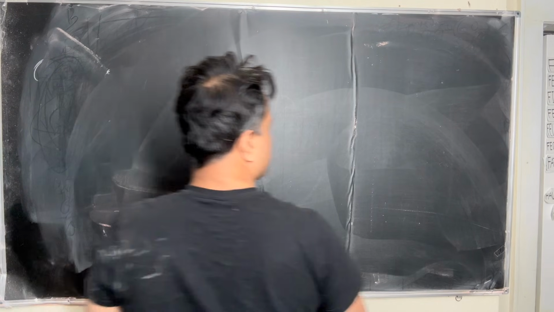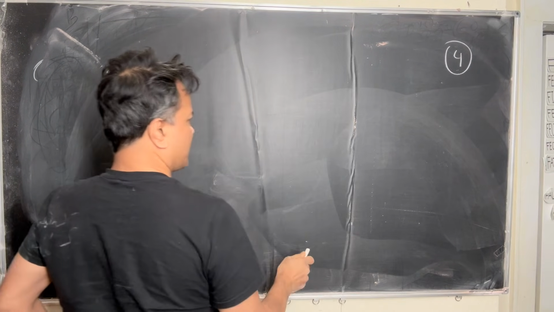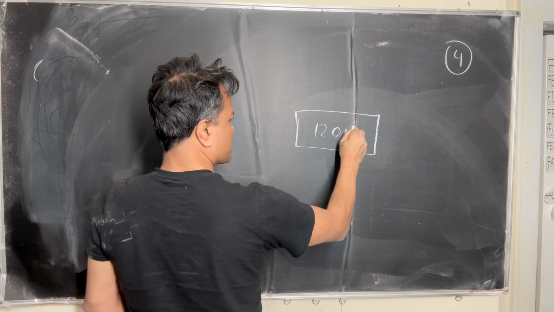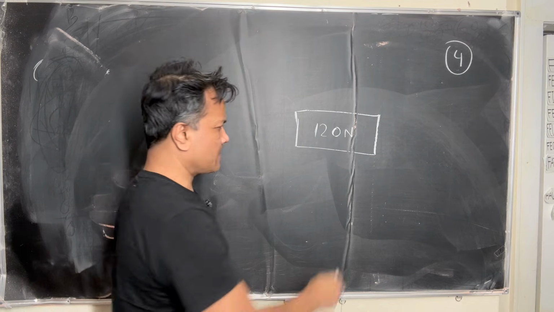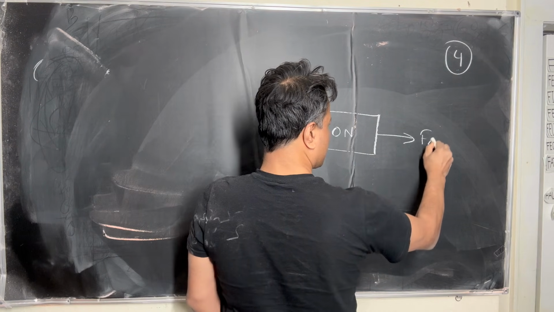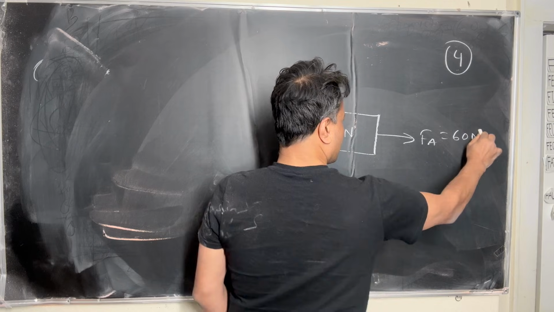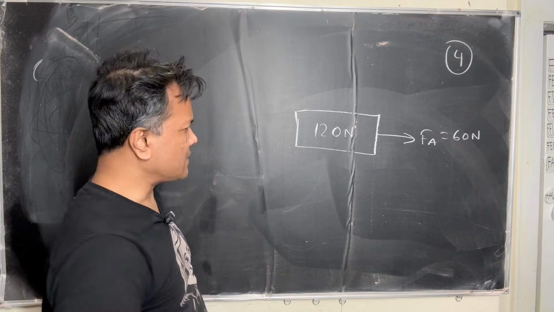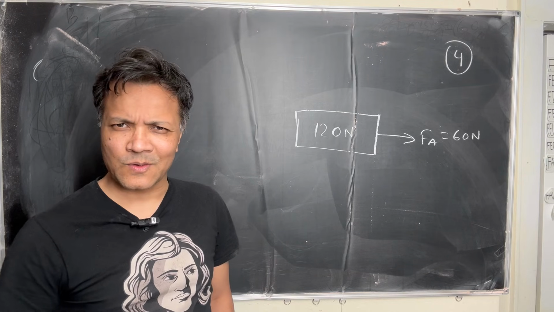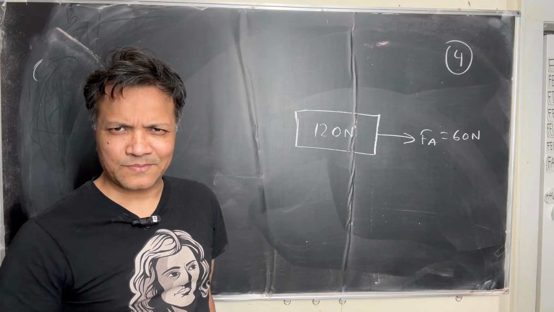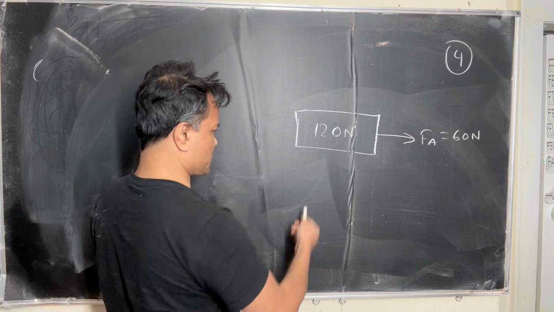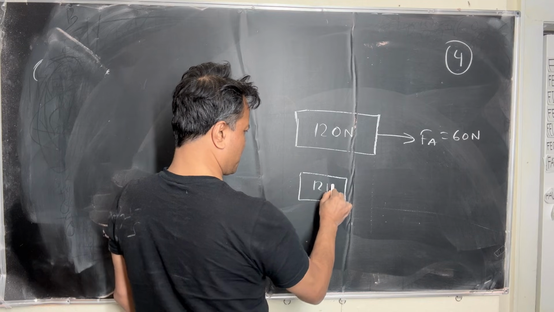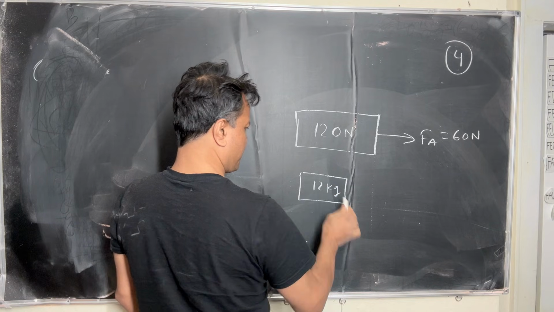Problem 4 is one line. So you have 120 Newton object. You apply 60 Newton to the 120 Newton object. If you don't like 120 Newton, you're always more than welcome to write the mass. So you can definitely divide by 10. So you can write 12 kilogram. No problem.